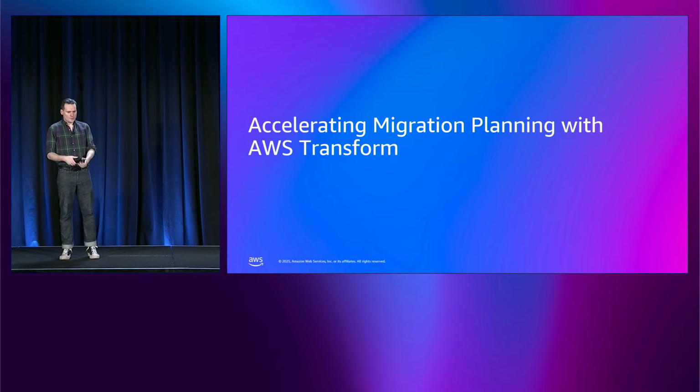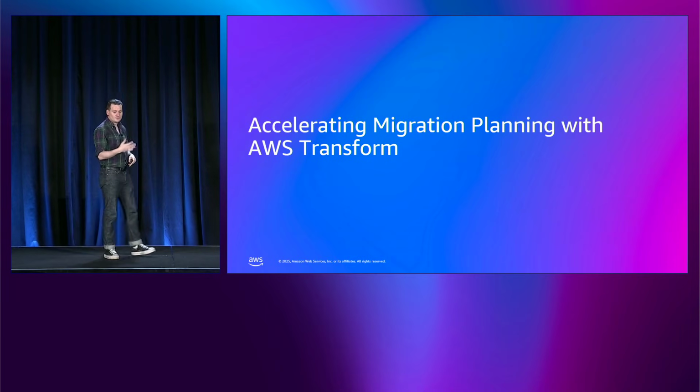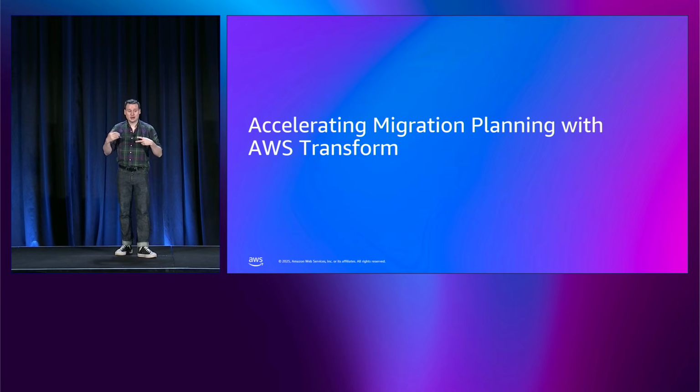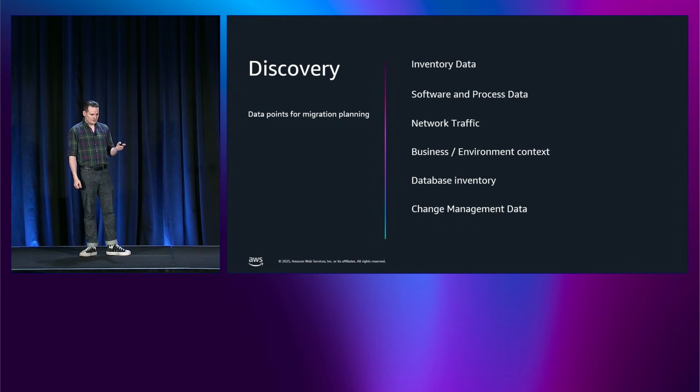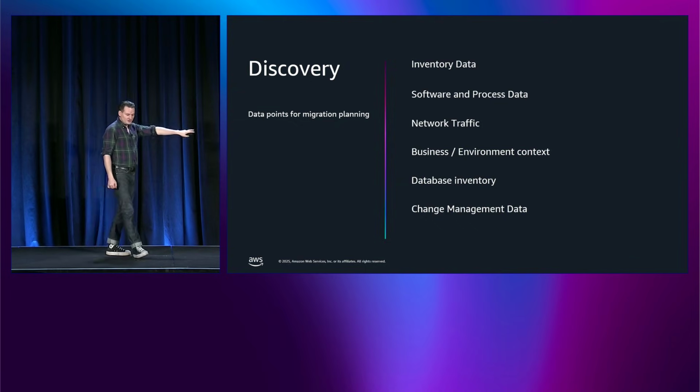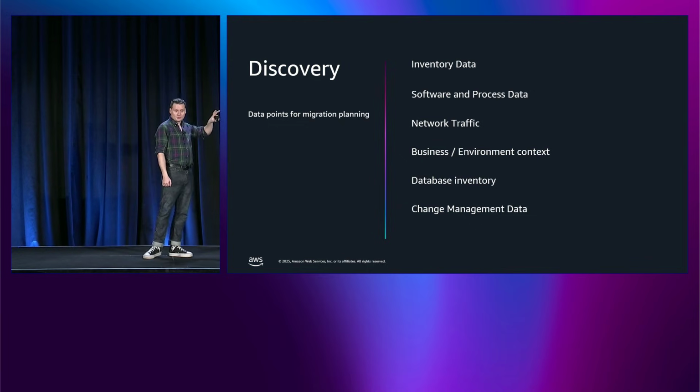So where we're going to go next is to look at those capabilities in AWS Transform for migrations and see how they can help accelerate your migration plan. So where we're going to start off is with discovery. So here are some examples of discovery data that you will typically want to use. The best practice here ultimately is to use a combination of different data sources.